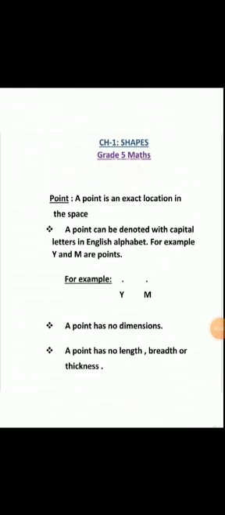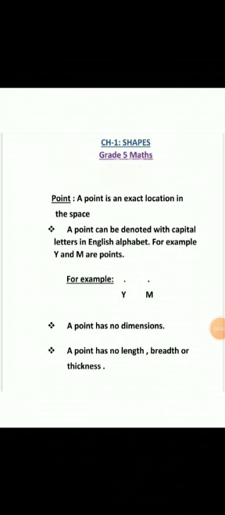So, first we should know what is a point. A point is an exact location in space, and a point can be denoted with only capital letters in the English alphabet. We should not use any small alphabets or numbers. Here, for example, Y and M are 2 points, and a point has no dimensions, no length, breadth or thickness.